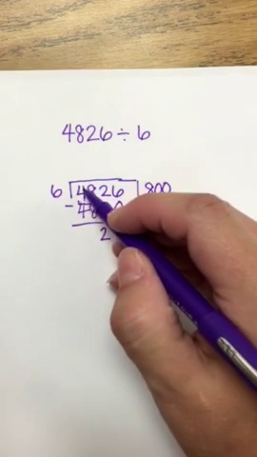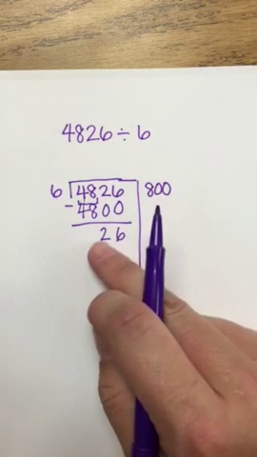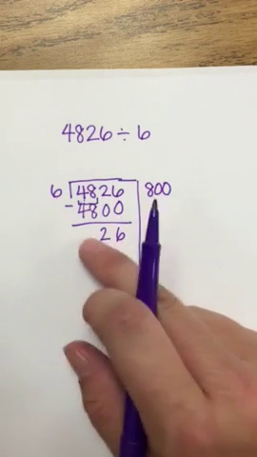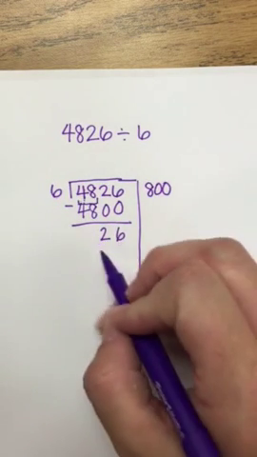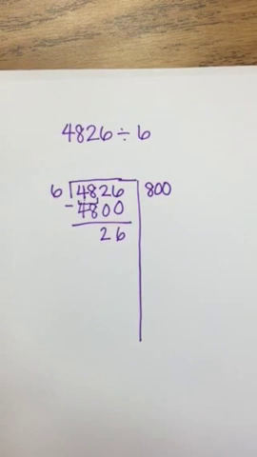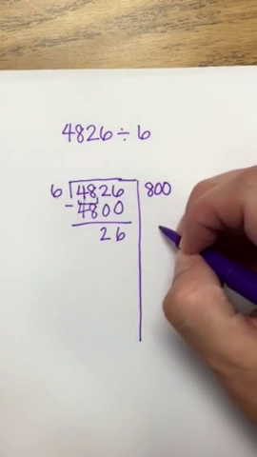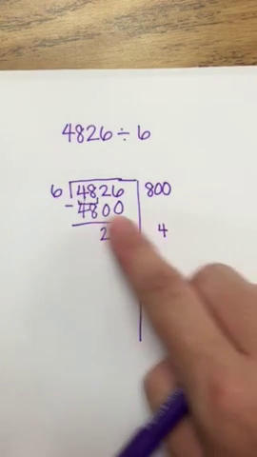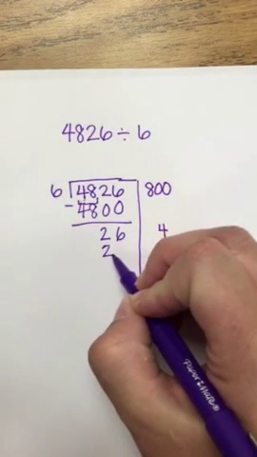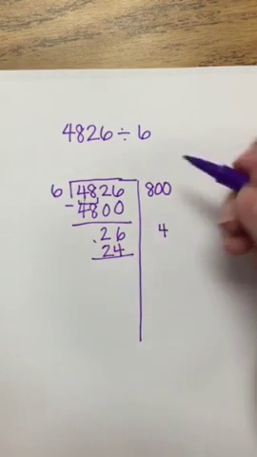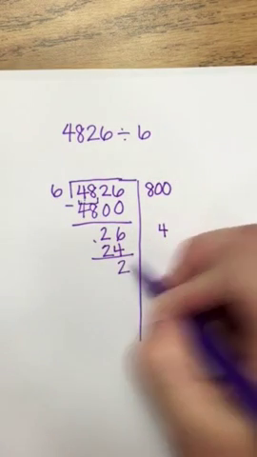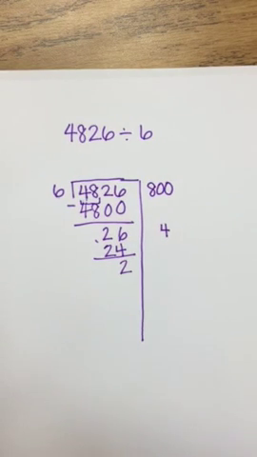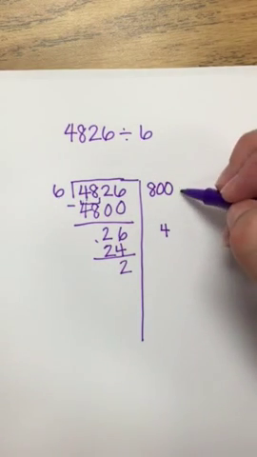So I was able to get rid of all of my thousands, all of my hundreds. Now I'm only left with 2 tens and 6 ones. Well, 2 tens isn't enough to put 1 ten in each of the 6 groups. So I'm going to look at the 26 as ones. And I know that 6 times 4 is 24. So I can put 4 ones in each of the 6 groups, meaning that I will have divided up or gotten rid of 24 of them, leaving me with 2 left over. Those 2 ones are not enough to put in each of the 6 groups.